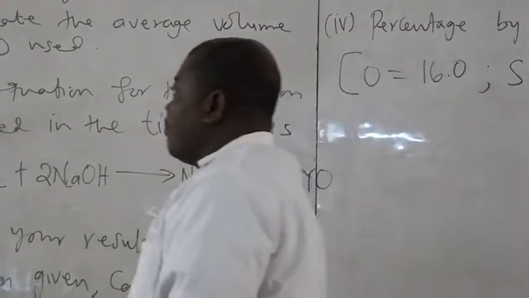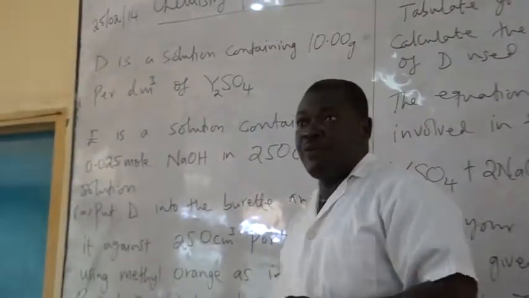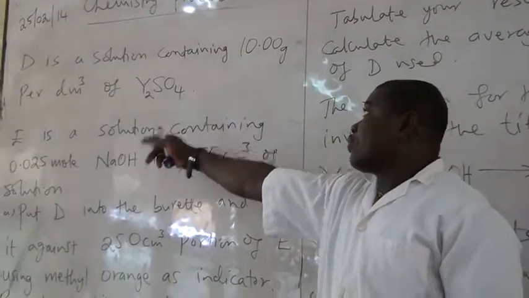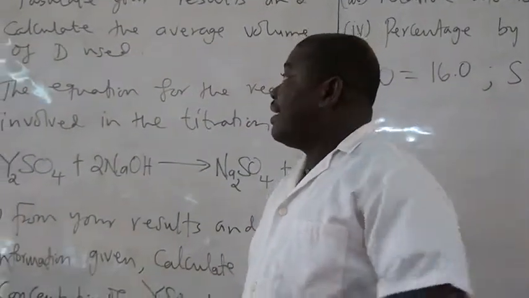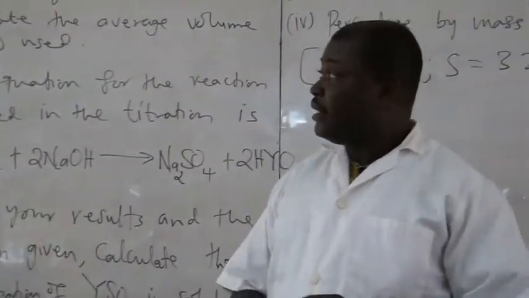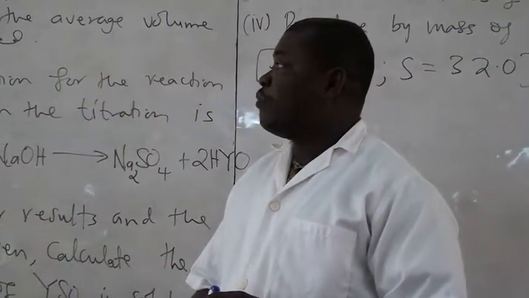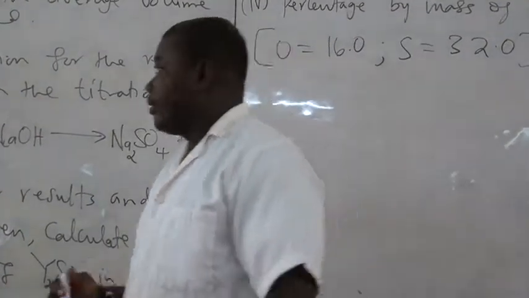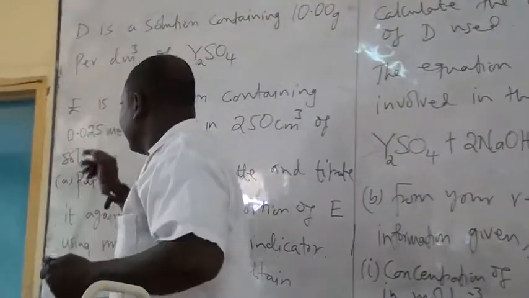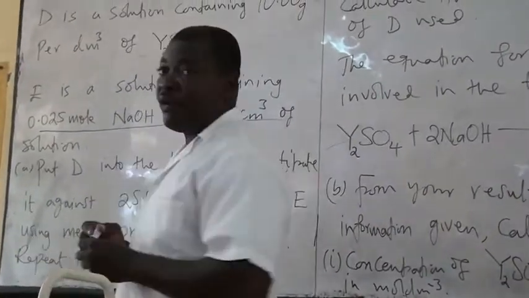Per dm³ of Y2SO4. As we don't know what Y2SO4 is, that is what we are asked to find out. Then E is a solution containing 0.025 mole sodium hydroxide in 250 cm³ of solution. You have to note this one because we use it, this particular one of solution.